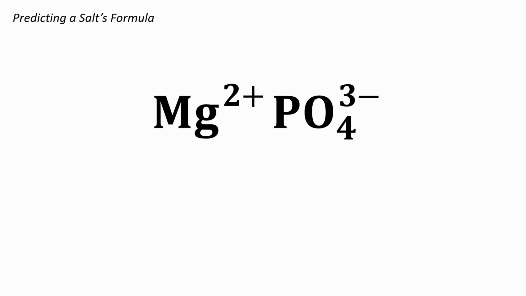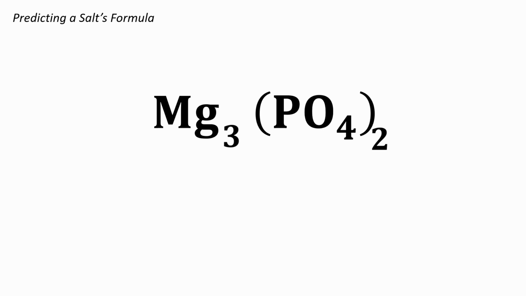The crisscross method is extremely simple. What you do is you take the charge from the cation and move down to the bottom right of the anion, removing the charge. And now you do the same for the anion and take the charge of the anion and move it down to the bottom right of the cation, removing the charge once again. We then have parentheses around the phosphate to separate 4 and 2.